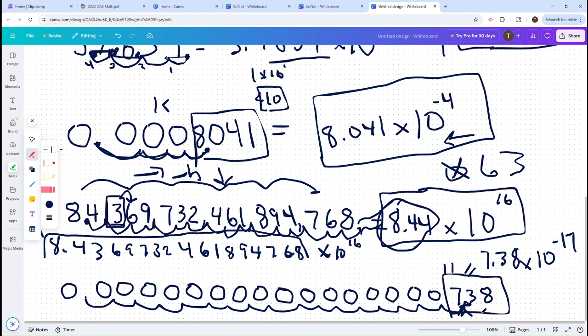Just think about that. If this is 100 billionth, whatever that number is, we need 100 billion of these things to make one. And now we've turned it all the way into 7.38. This number is super huge, but in the negative direction. So to rewrite the number as it is, you just go the opposite of right. You go back to the left, 17 spaces, and you put the decimal back where you got it from.